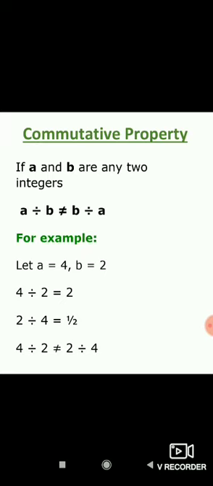Now assume that the value of a is 4 and the value of b is 2. When we divide 4 by 2, we get the answer 2. But when we divide 2 by 4, then we get the answer 1 by 2. That means the values in both the conditions are different. So we can say that commutative property is not applicable for division.